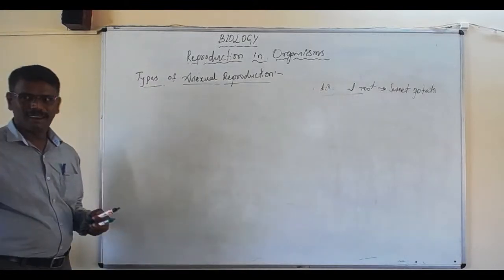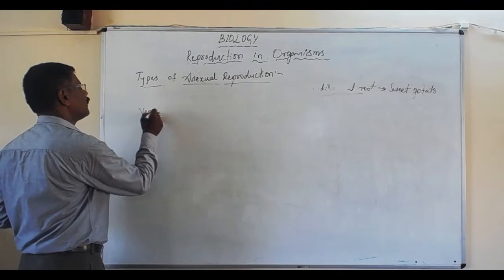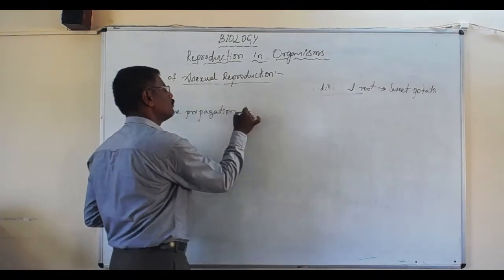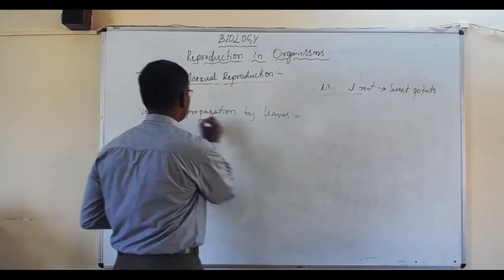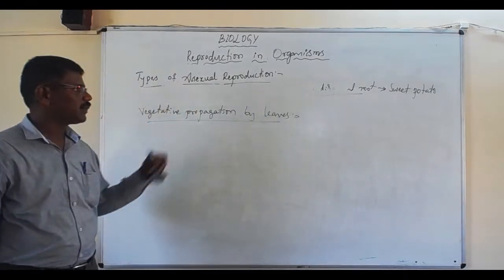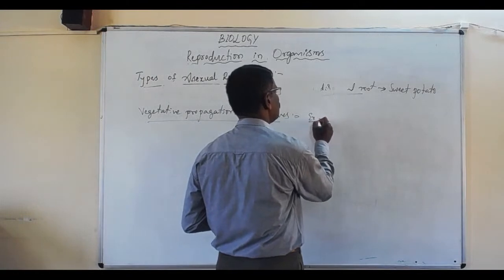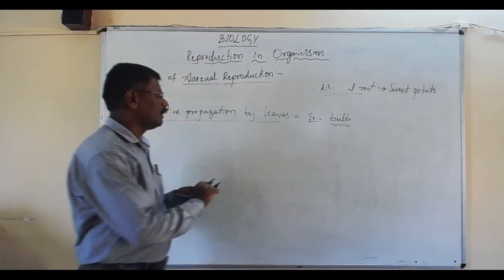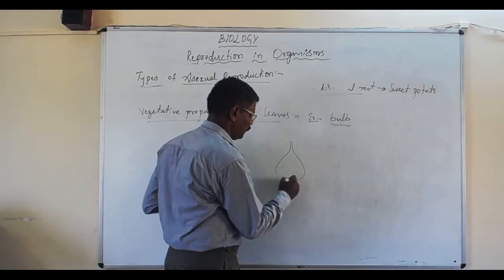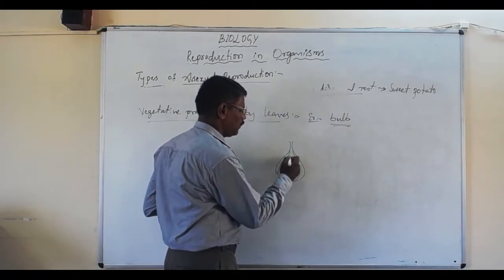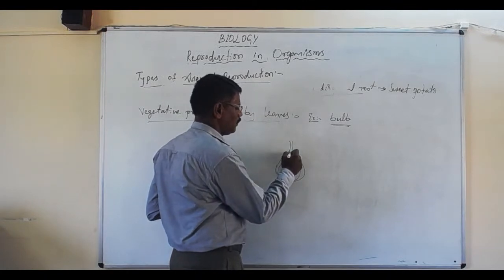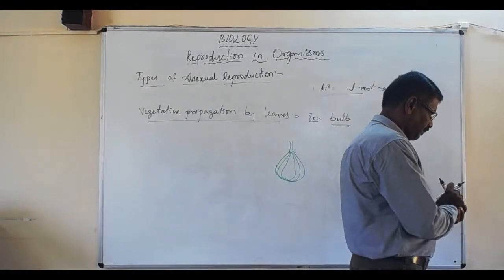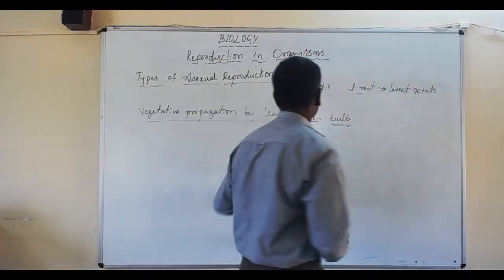Vegetative propagation by leaves. Example, Bryophyllum.